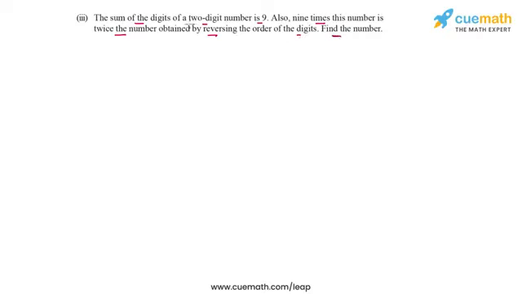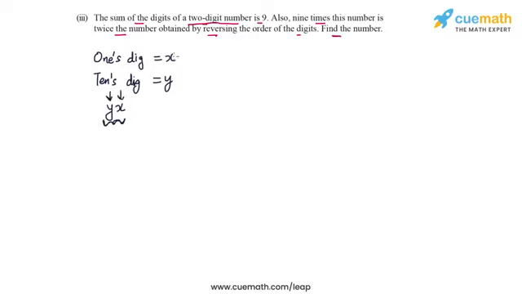of this number. So the number is a 2-digit number and both its digits are unknown. So let's assume that the ones digit is x and the tens digit is y. So when we write this number in the normal form, it will look like this, yx. So this is the number. Note that this is not a product of y and x. This is just how we represent the number in the standard form. We will write the tens digit first and then the ones digit.